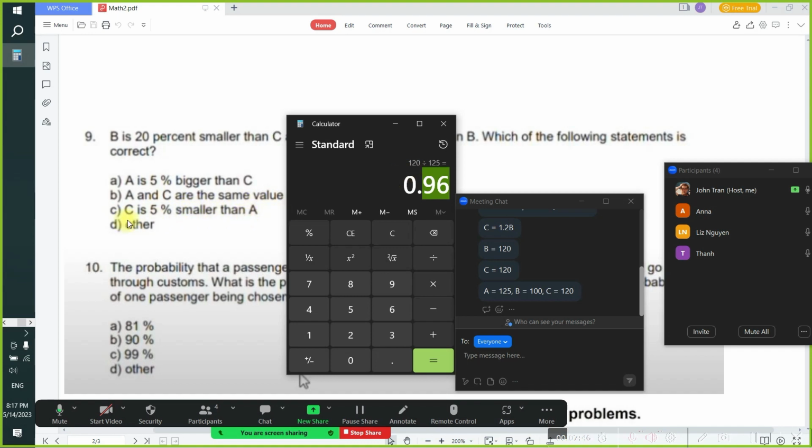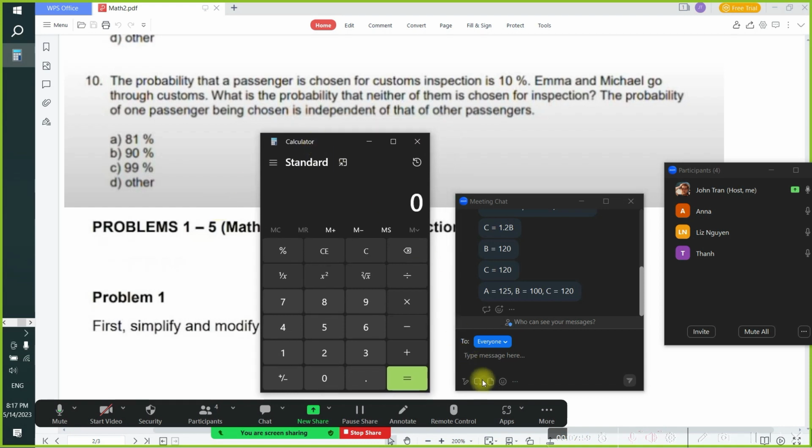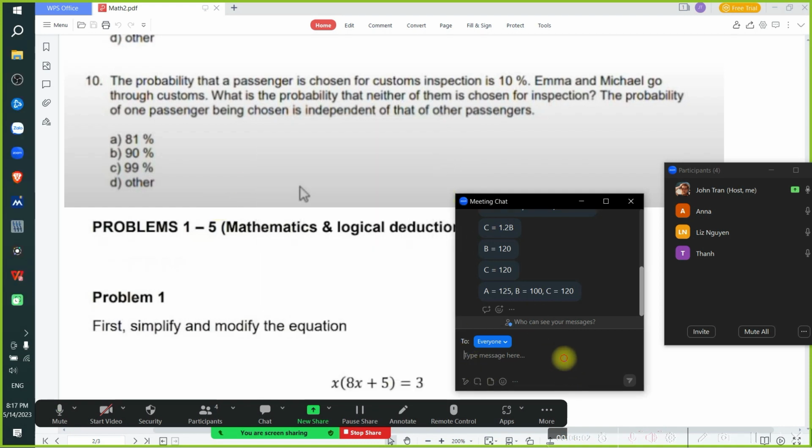So C is also wrong, right? Yes. So what's your answer? D. Very good. Okay, let's do number 10 now. I'll let you do it. Để các bạn tự làm. Okay.